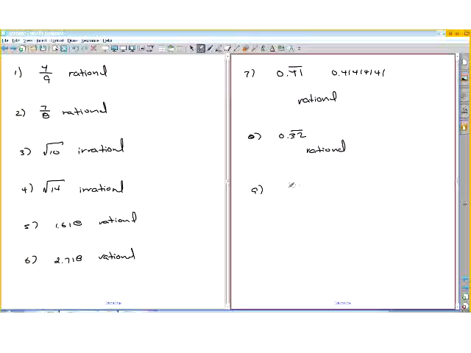9 is pi, which is irrational. That's one of our big 3 irrational numbers, pi, phi, and E. 10 is E, okay, so that's also irrational. And 11 is 3.14159, which is rational. It's an approximation for pi, but it's because it stops here, it's got a fixed number of decimal points. And 12 is also an approximation for pi, which is 22/7, but because it's a ratio of 2 integers, it's a rational number.